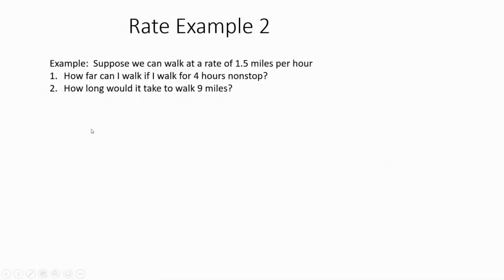Okay, here's another one now. Let's suppose we can walk at a rate of 1.5 miles per hour. You know, we're able to walk at that speed, right? So if we walk for an hour, we would have gone 1.5 miles. So the first question here is, how far can I walk if I'm going to walk for 4 hours nonstop.